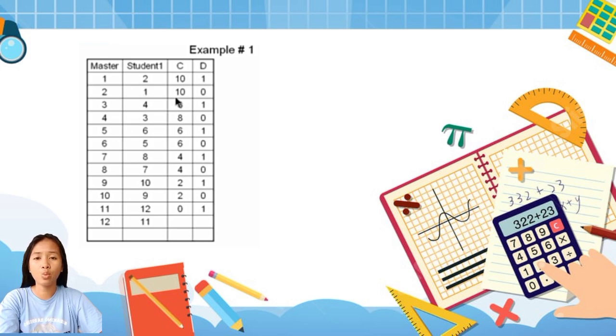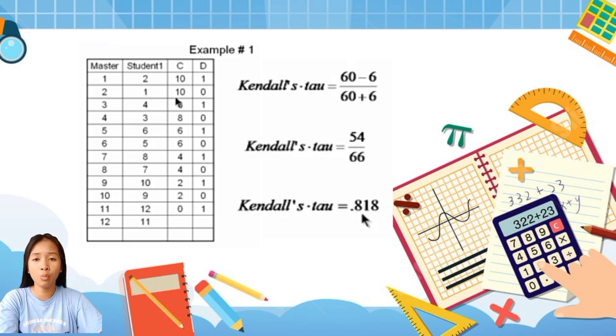The next step is to simply sum these concordant pair values. So 10 plus 10 plus 8 plus 8 plus 6 plus 6 plus 4 plus 4 plus 2 plus 2 plus 0 is equal to 60. If you sum all these values in the column and you sum all these values in the column, we get 60 minus 6 discordant pairs divided by 60 plus 6. And then we get 54 divided by 66 based on the Kendall's tau formula. Then we get a value of 0.818, and this is the Kendall's tau coefficient.